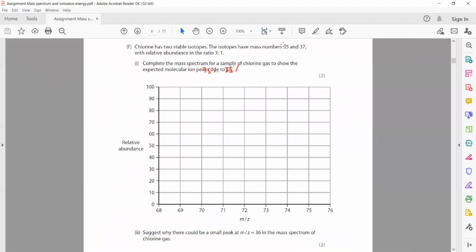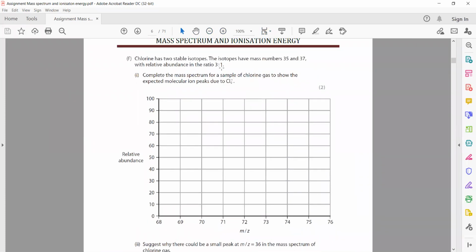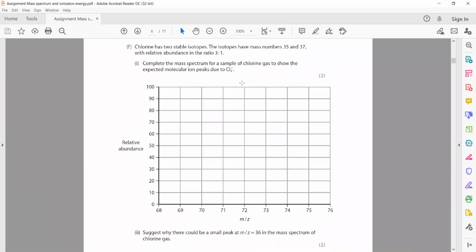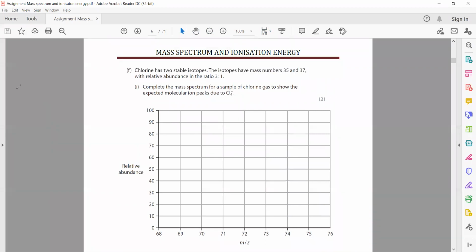So this is for the chlorine molecule. How many peaks can we have? Because chlorine has two isotopes, in a chlorine molecule both atoms may be 35, so the sum will be 70. Maybe one is 35 and the other is 37, so we get a peak at 72. And maybe both are 37, so we get a peak at 74. So we'll get peaks at 70, 72 and 74.